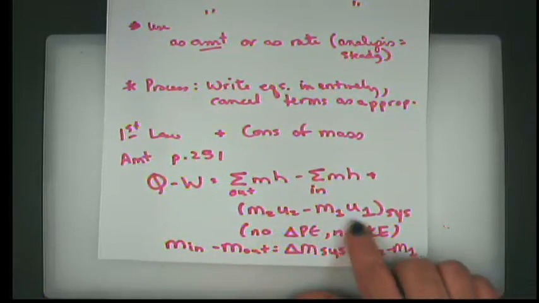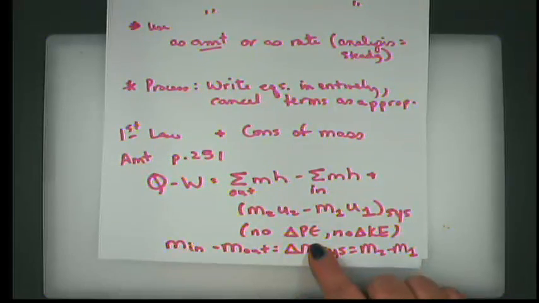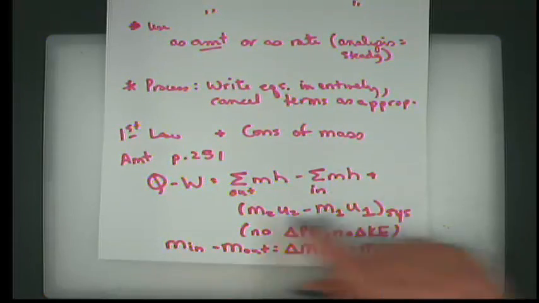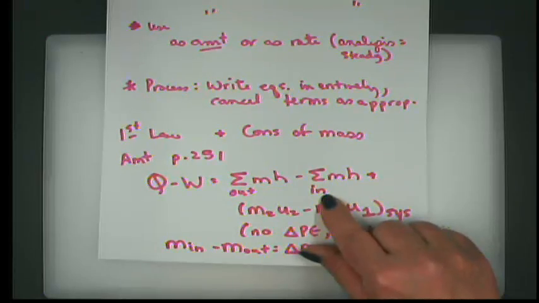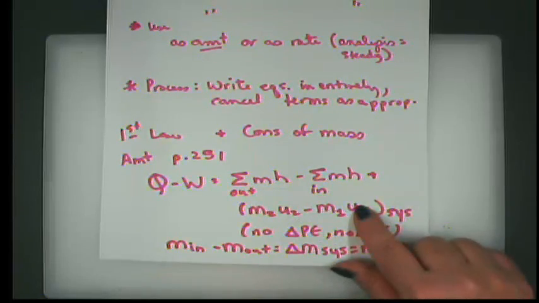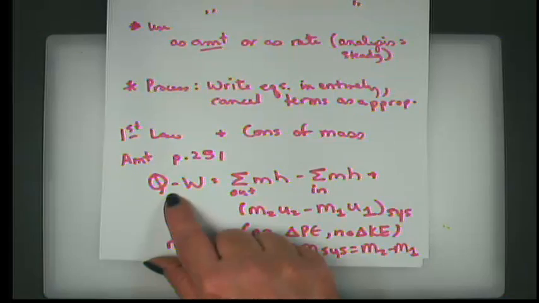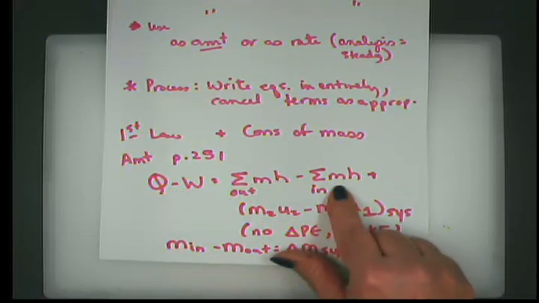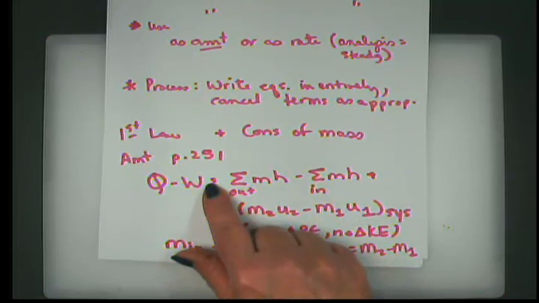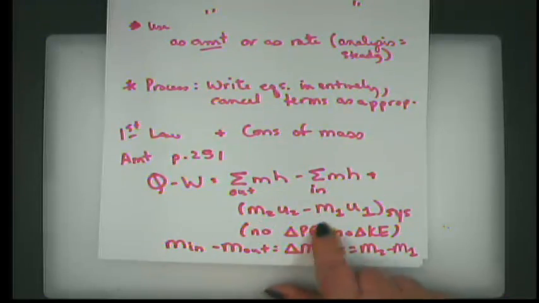The first law and the conservation of mass written for amounts can be found on page 251. This is fairly complete. If there was a change in PE, potential energy, or kinetic energy, we would have to include them in the system. But basically, we're separating out the mass that comes in and out of the system and the mass that stays in the system. Then on the left-hand side are the types of energy that cross the system boundary without being associated with mass: heat and work. So we have energy associated with heat and work, energy not associated with heat and work, and the change of energy in the system.